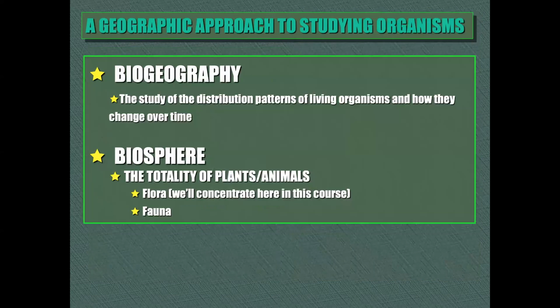Here's the difference between the definitions: biogeography, so the study of distribution of living things and how they change over time. We're going to focus primarily on plant life in this course. So if this was a year-long physical geography course, we might do both. But as a function of time, we're going to focus on the terrestrial ecosystems. And biosphere is the totality of plants and animals in a place. We're going to focus again on the flora, not the fauna, which is the animal life.